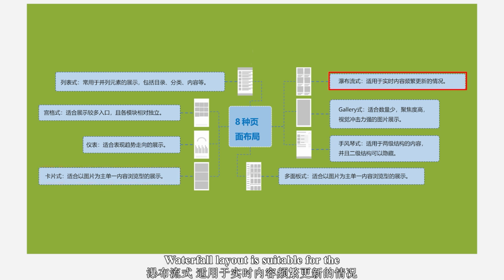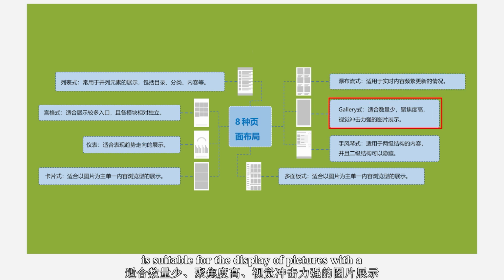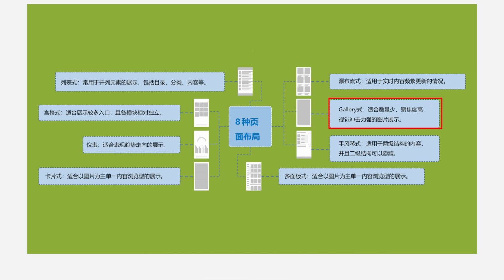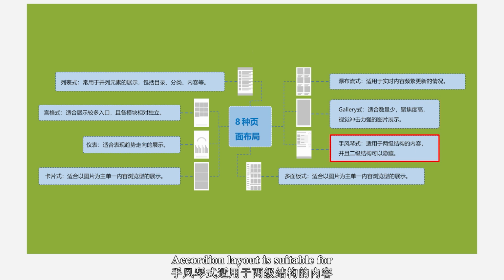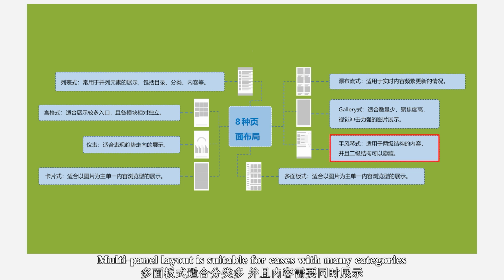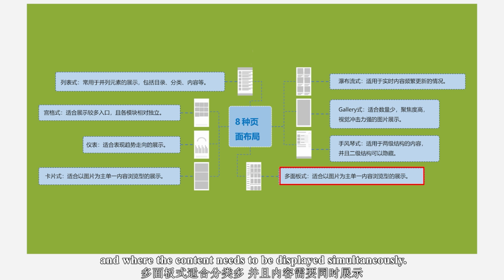Waterfall layout is suitable for the situation where real-time content is frequently updated. Gallery layout is suitable for the display of pictures with a small quantity, high focus, and strong visual impact. Accordion layout is suitable for content with a two-level structure, and the secondary structure can be hidden. Multi-panel layout is suitable for cases with many categories and where the content needs to be displayed simultaneously.